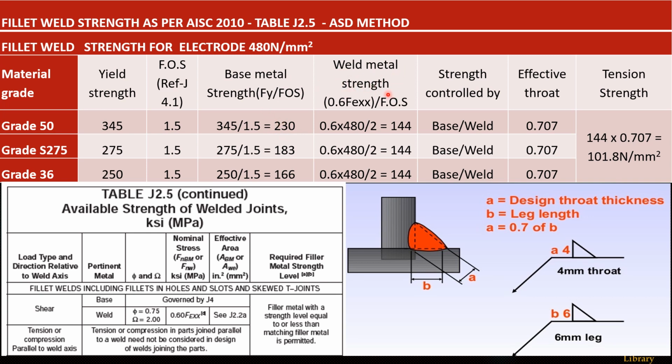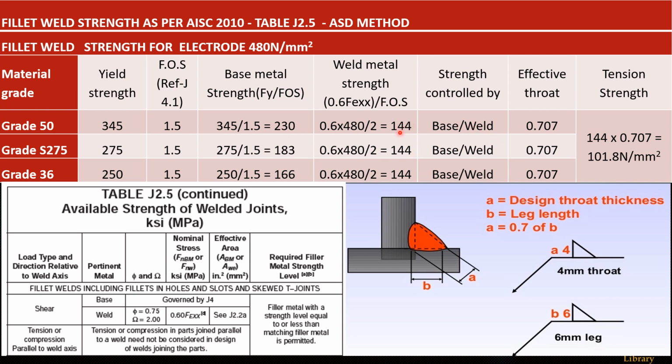For weld metal strength, the formula is 0.6 FEXX, which is taken from this same table. So 0.6 into, here I am assuming 480 electrodes, so I am putting that value. This 480 is equal to E70, 70 ksi, divided by the factor of safety 2, which is also given in this same tabular column. So the final value is 144. Then for the strength controlled by base or weld, we have to take the least of these two values. So here base is 230 and weld is 140, so we have to take the weld value.